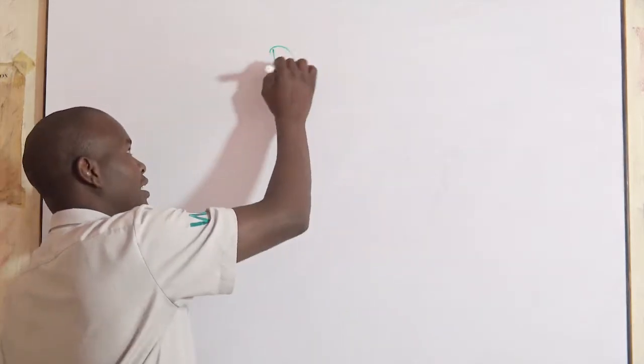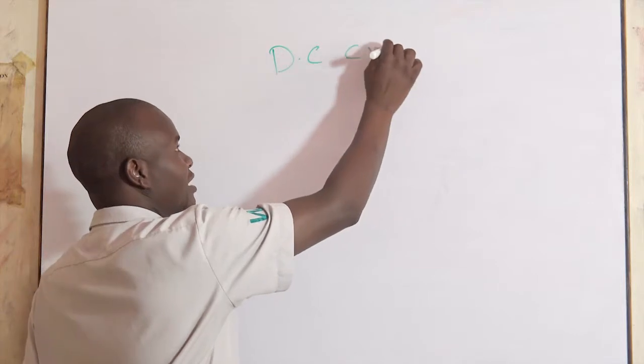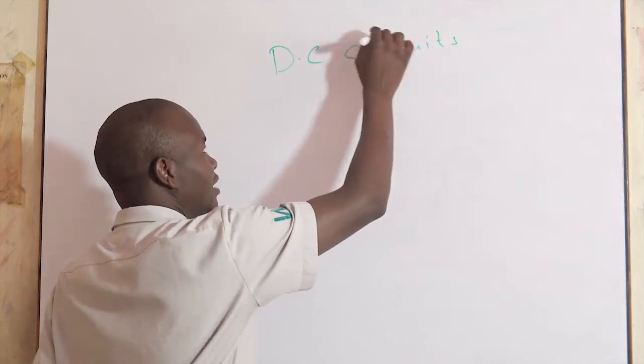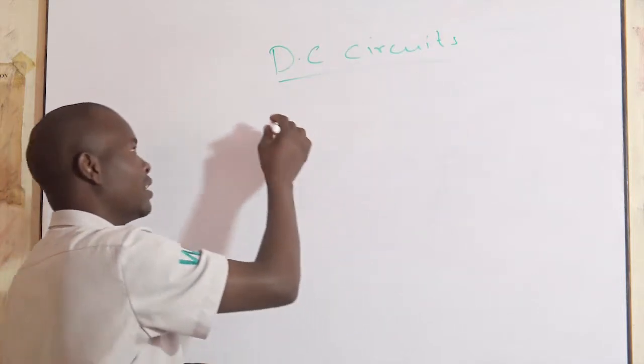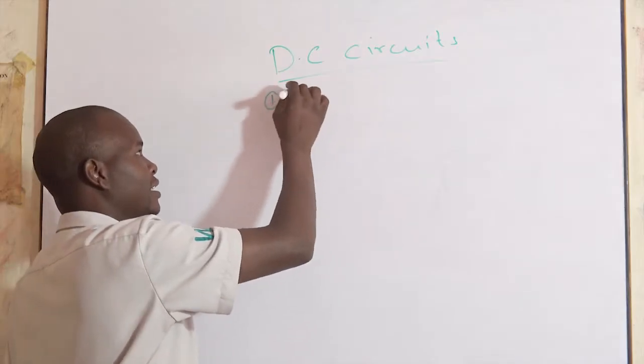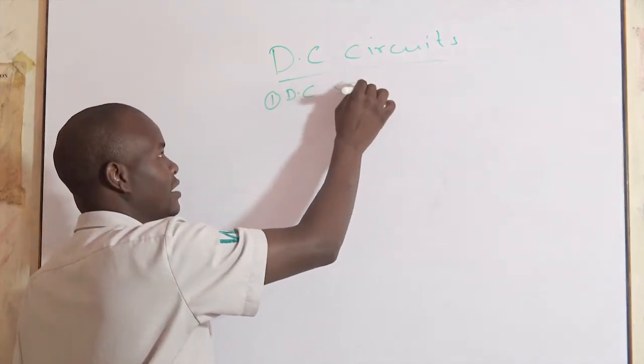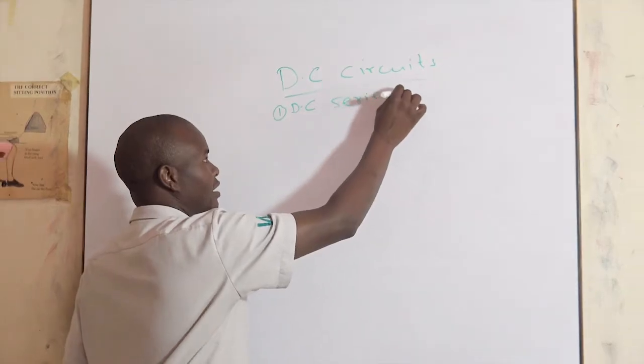We are going to continue with our previous topic, but under a different subtopic. But before we proceed, we can remind ourselves what we learned last time. Last time we looked at the DC circuits, and we managed to cover DC series circuits.